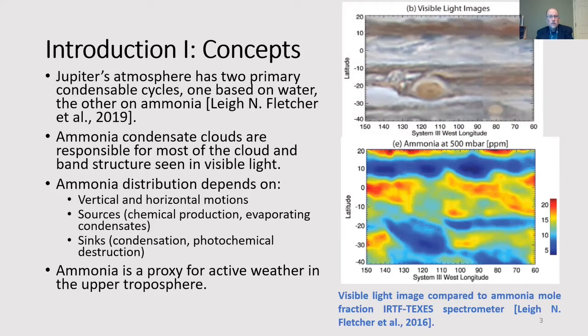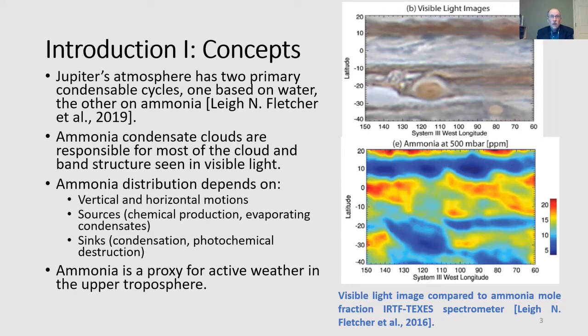So first, we'll look at some of the concepts here. Jupiter's atmosphere has two primary condensable cycles. One is based on water and the other on ammonia. And basically, you can't see the water clouds because the ammonia clouds are higher up than the water clouds, and they cover up the water clouds. The ammonia clouds are responsible for almost all of the banding and the features and beauty that we see when we look at Jupiter.